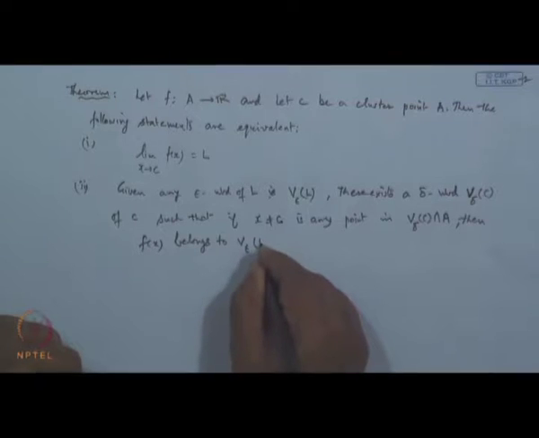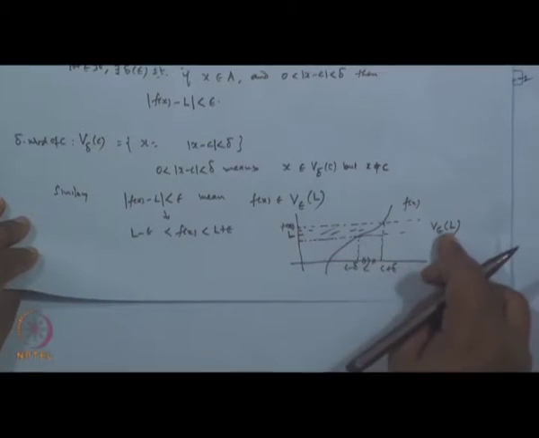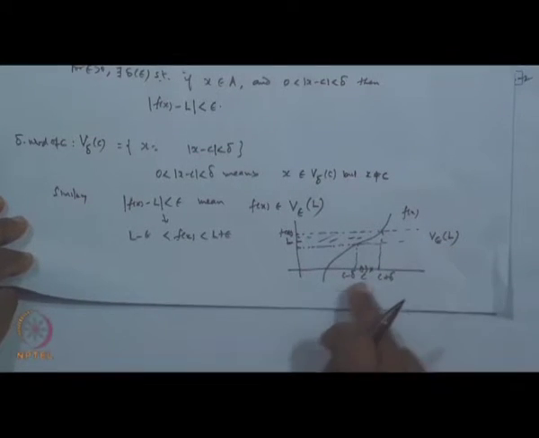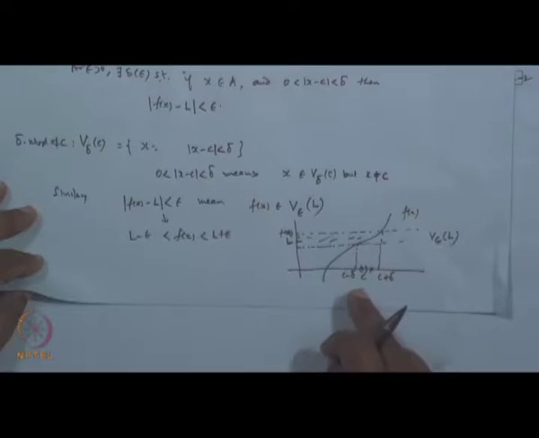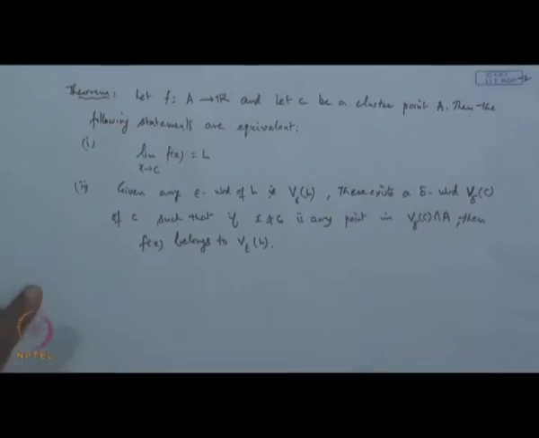the epsilon neighborhood of L. And what I explained in this figure is that for any epsilon greater than 0, or in any epsilon neighborhood of L, correspondingly we can find a delta neighborhood of c, such that if x, which is different from c, lies in this interval, then the image will fall here. That is the meaning. So, both are equivalent definitions.